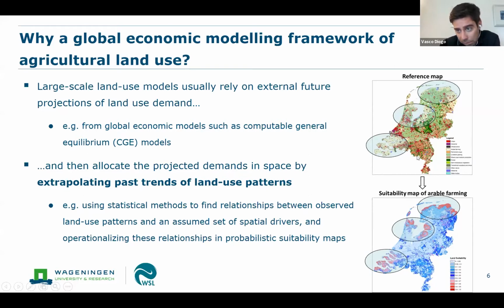In this case, we can see an example of how an analysis of land use patterns using a set of assumed drivers such as crop suitability, distance to cities, and other types of spatial drivers can then be used to come up with a suitability map that is able to reproduce with a high probability the areas where these land use patterns are observed.